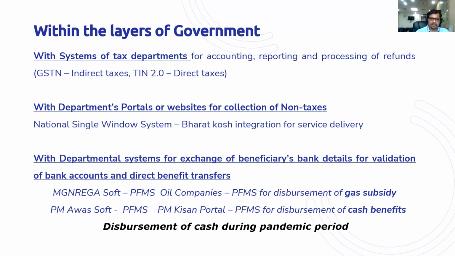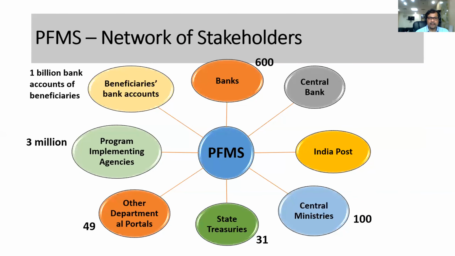In fact, during the pandemic period, we could disperse cash benefits, which many developed countries could not do, through our very efficient data exchange between PFMS, NPCI, and the banking channel. Now, this is what it looks like, the hub and spoke in the context of India. PFMS has integration with the central bank, around 600 public sector, private sector and other types of banks, and around 1 billion bank accounts of the beneficiaries. These are not unique beneficiaries, of course.